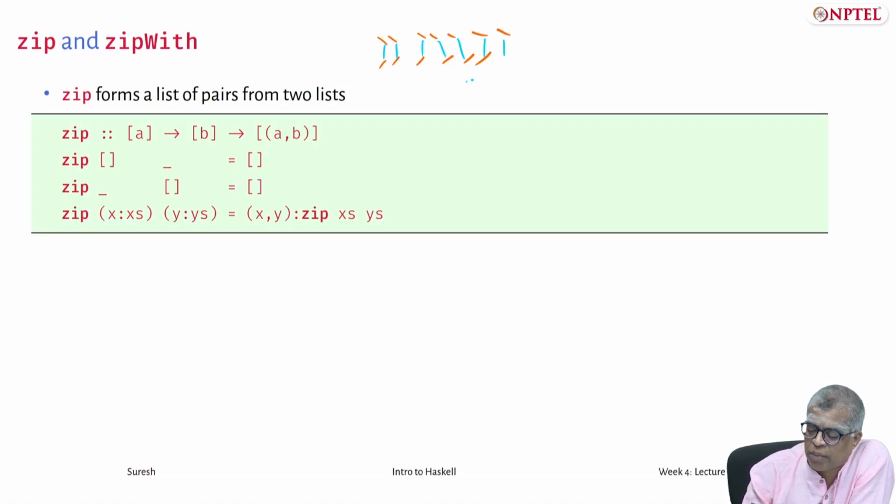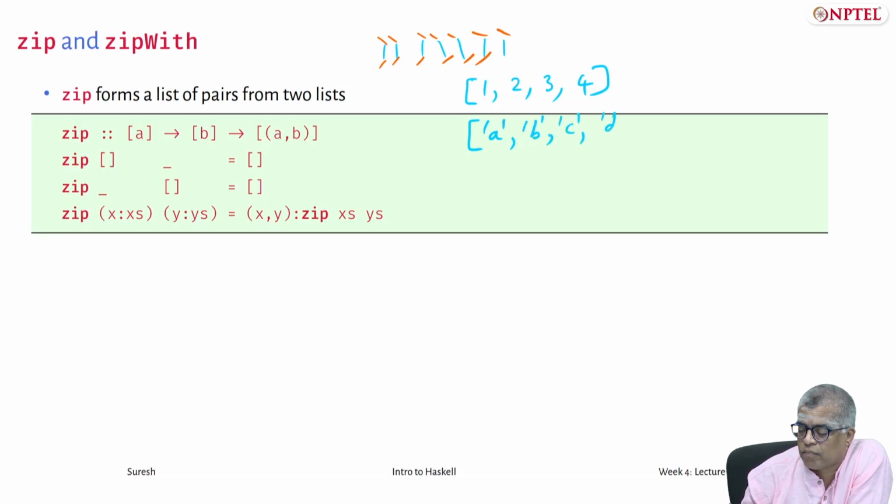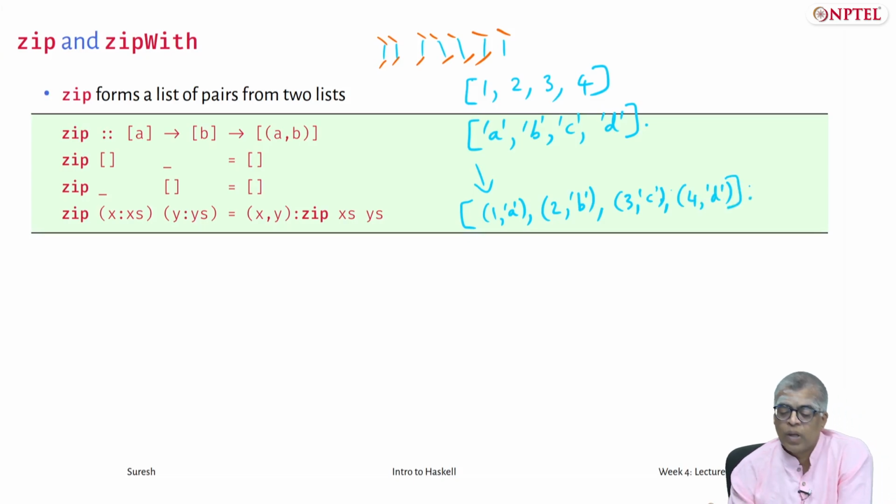Okay. So for instance, I might give as input one list which is of the form 1, 2, 3, 4. I might have another list which is A, B, C, D. Then from this I can form 1, A, and so on: the list of pairs by pairing up the corresponding elements.